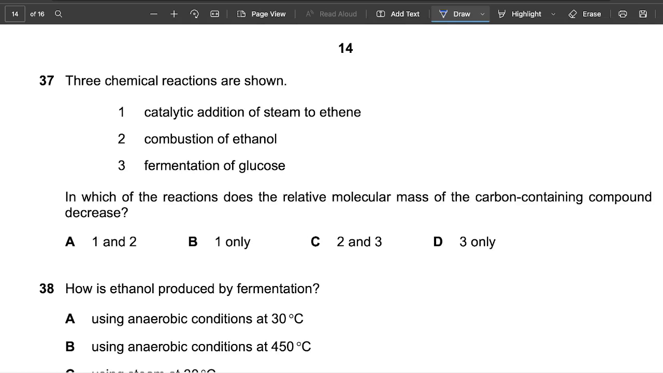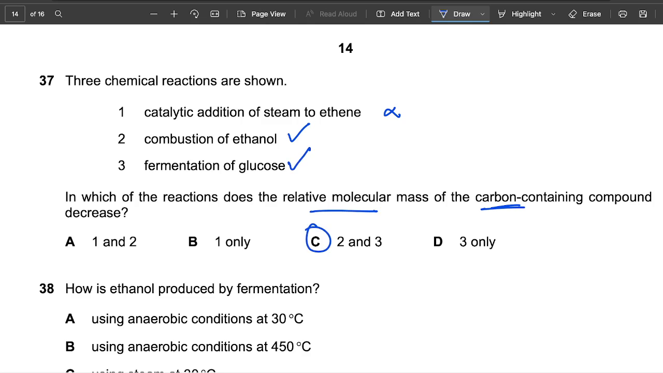Three chemical reactions are shown. Okay, so it says, in which of these reactions does the RAM or RMM of a carbon containing compound decrease? Okay, so which one would decrease? So catalytic addition of steam to ethene, that's no. Okay, of a carbon containing compound, decrease. So where is carbon decreasing? Combustion of ethanol, yeah. Fermentation, yeah.